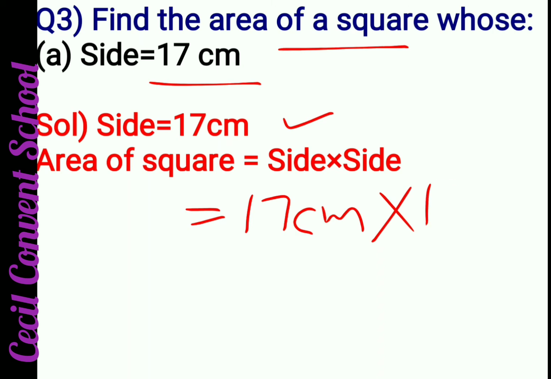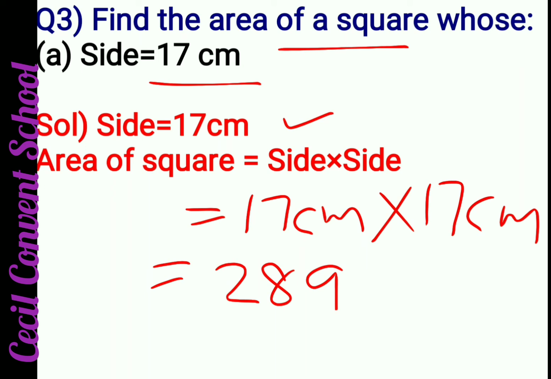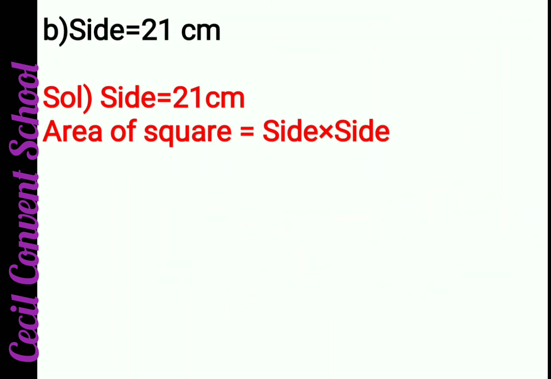centimeter into 17 centimeter. Now 17 multiplied by 17, the answer will come 289. You can do it in a rough column also. Now there are 2 centimeters, so the unit will be centimeter square. Clear? Now we do question number 3, B part.